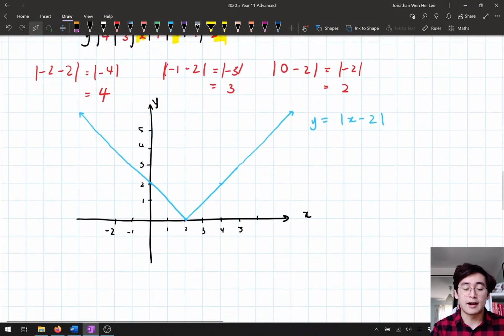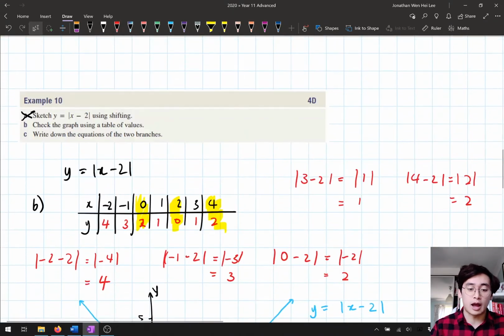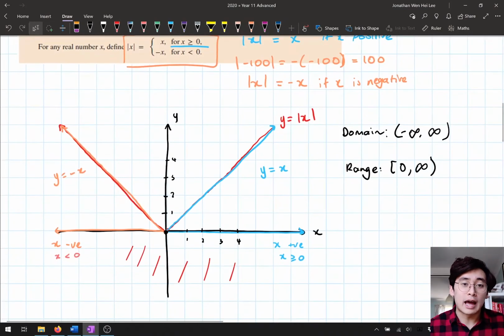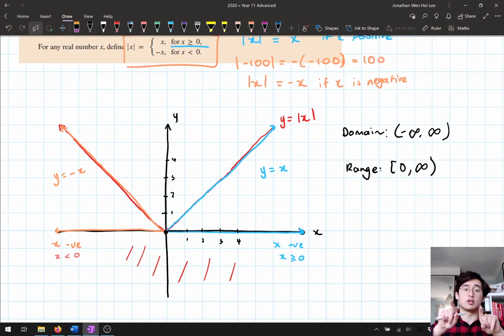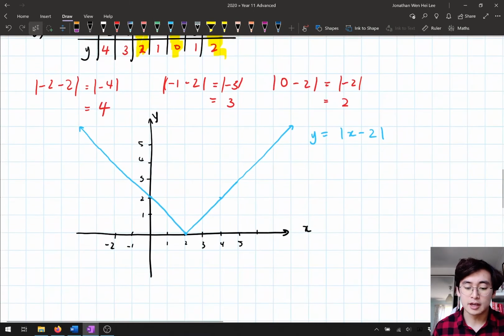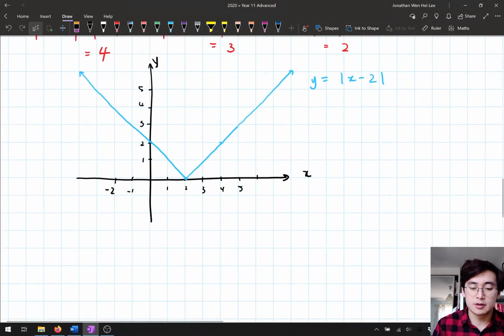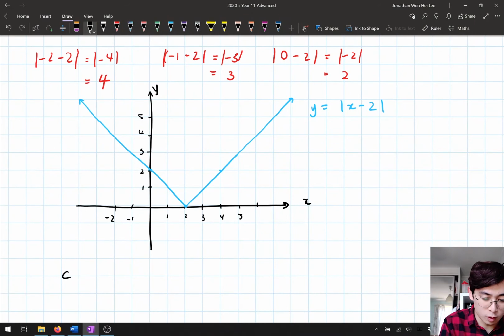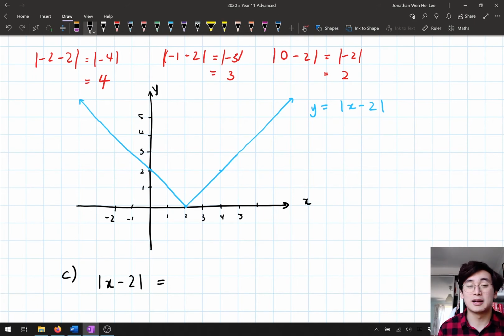Part C asks us to find the equation of the 2 branches. So as I highlighted here, our absolute value functions are made up of 2 branches. We've got 2 sides of our absolute function which makes that V. We want to find the equation of both these sides. Now here, let's have a look. Well, what do we know is going to be the condition for my absolute value function? So I've got the absolute value of x minus 2.